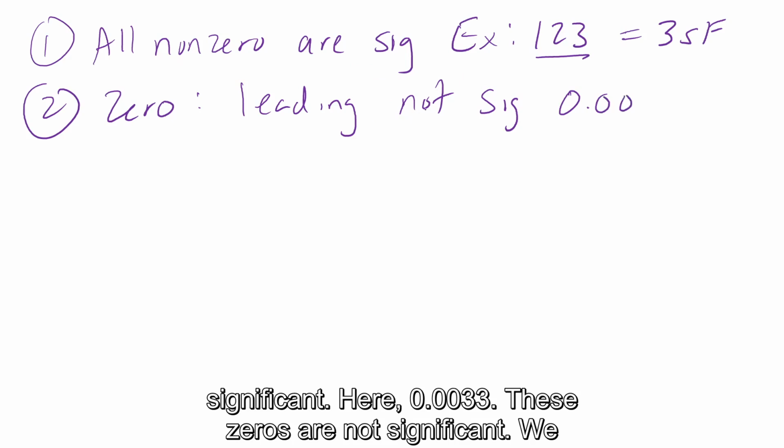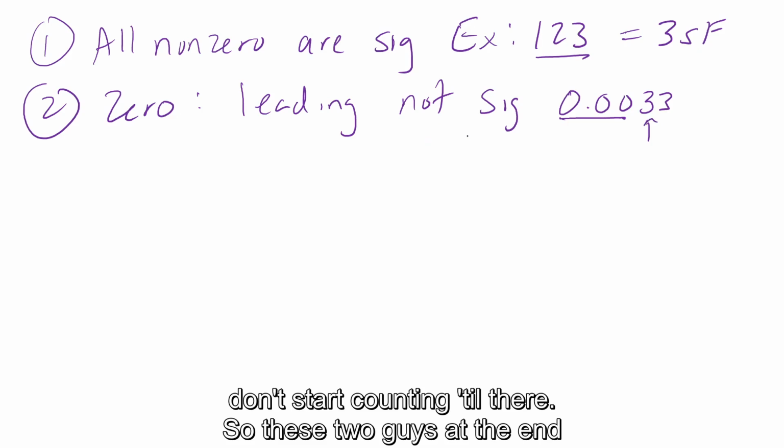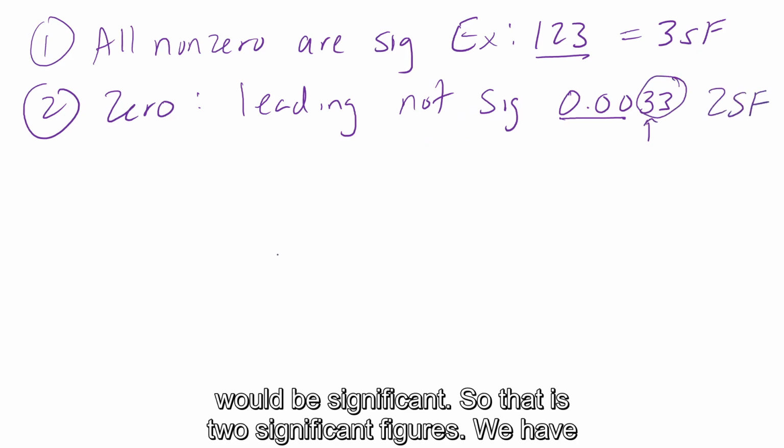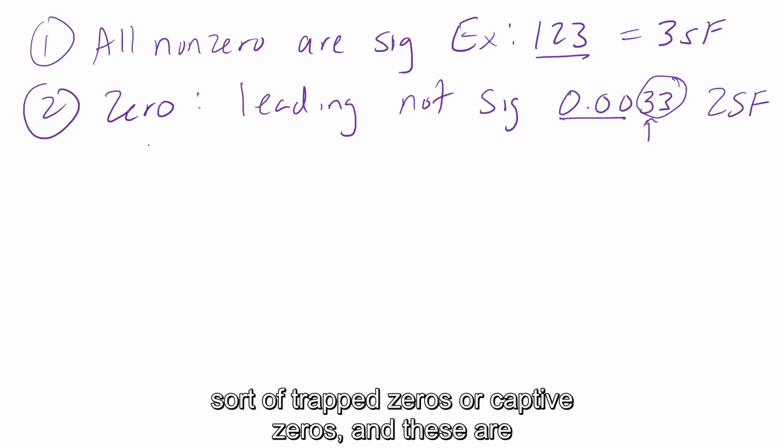Here, 0.0033. These zeros are not significant. We don't start counting until there. So these 2 threes at the end would be significant, so that is 2 significant figures. We also have trapped zeros, or captive zeros.